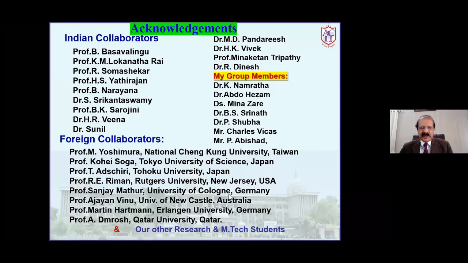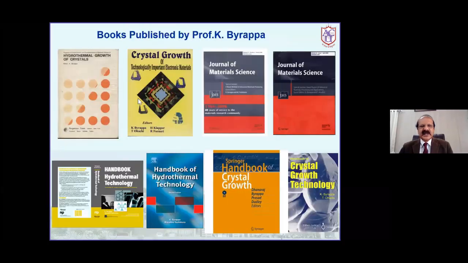And Professor Sanjay Mathur from the University of Cologne, and Professor Ajay and Vinu from the University of Newcastle, Australia, Professor Martin Hartmann from Erlangen University, Germany, Professor Dermosh from Qatar University, Qatar, and a host of other research scholars and M.Tech students. And these are some of the books I have published.